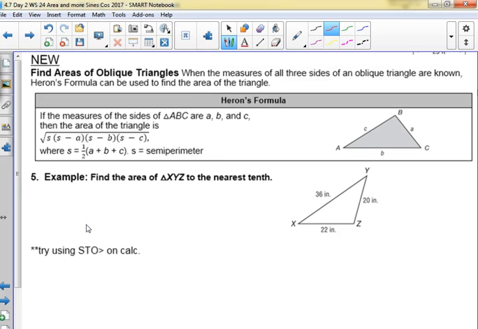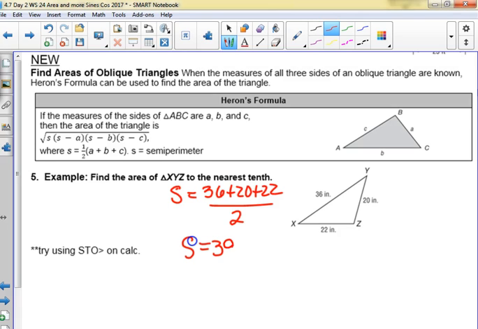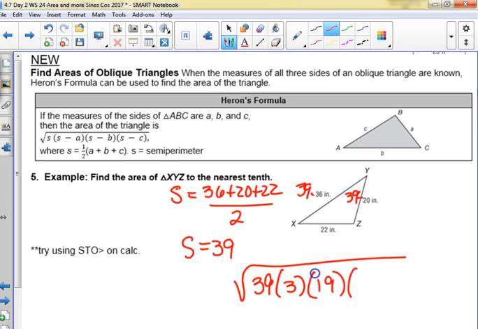Somebody add those three numbers up. 22, 36, and 20. Okay, so divided by 2. Let's do this. S equals 36 plus 20 plus 22 divided by 2, not by 3. Okay, so semi-perimeter is halfway around. So we get S is 39. So what we need to do is square root 39 times 39 minus 36, which is 3, times 39 minus 20, which is 19, times 39 minus 22, which is 17. All right. So 39 times 3 times 19 times 17 is a big number. And we need to square root that. I got 194.4. Anybody else?